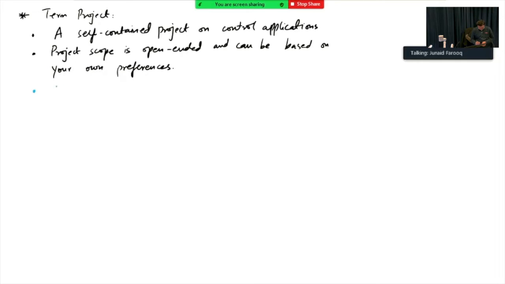And for projects, we will allow teams of up to 2 students to select one project. Okay, so if you want to do it by yourself, by all means you're welcome, or if you have a team member that you want to work together with, that is also an option here.